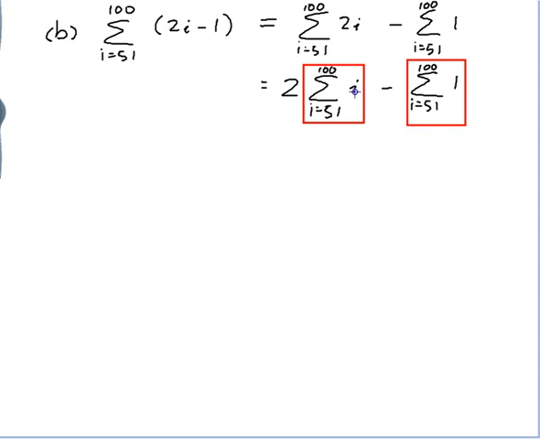Now there's actually a formula for this. So let's have a look at that. Well, there's kind of a formula. I'll write down the formula I've got from my book. So the sum from i equals 1 to n of i is equal to a half of n times n plus 1.